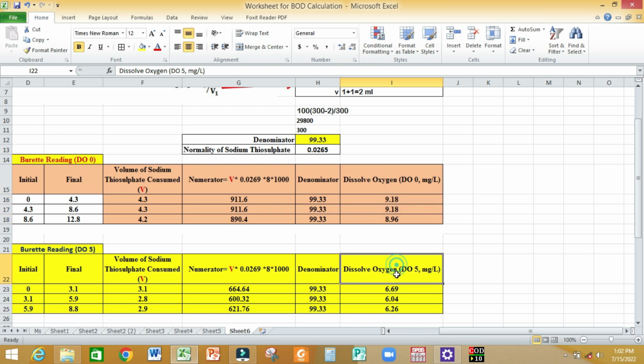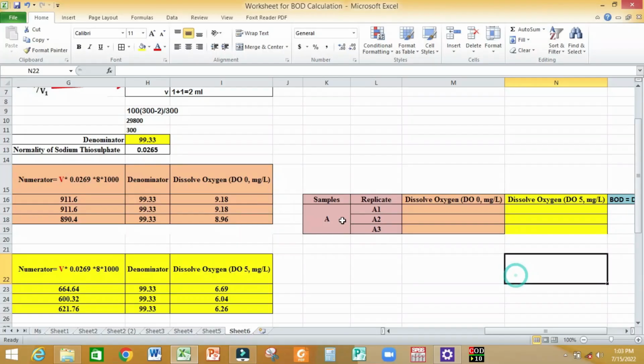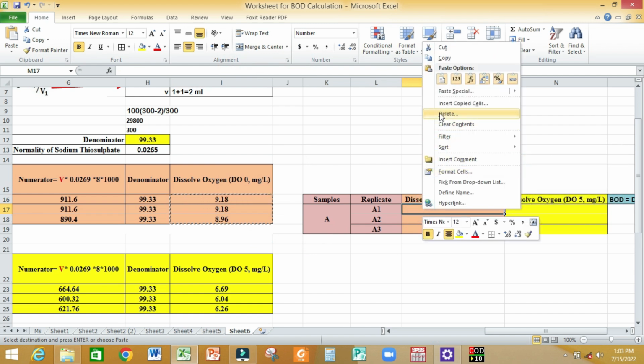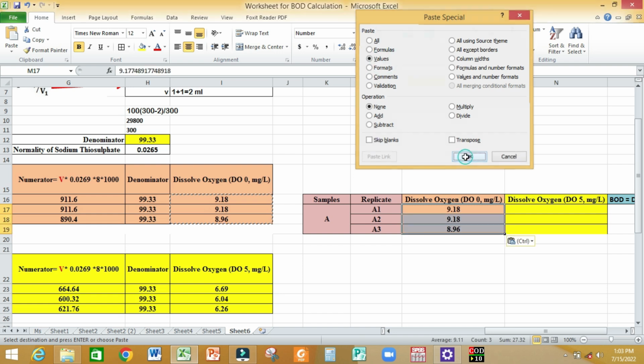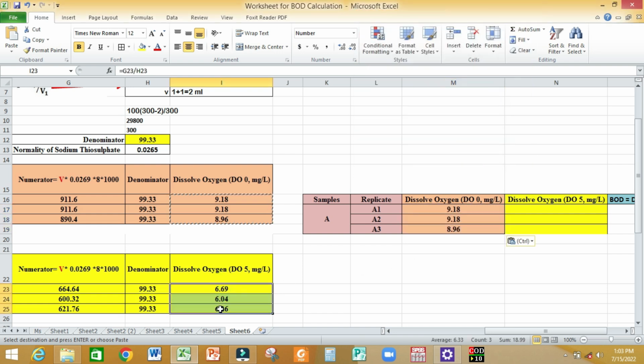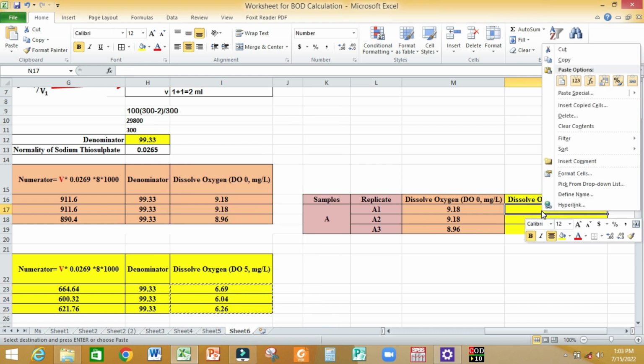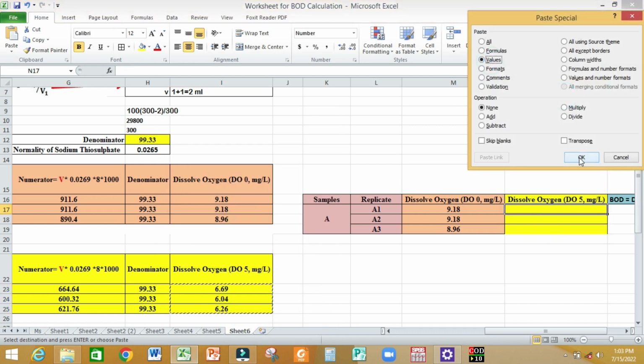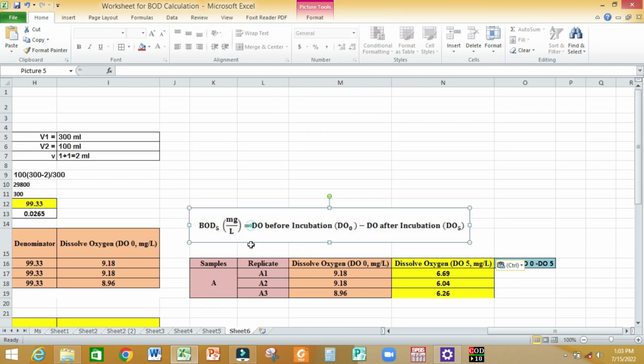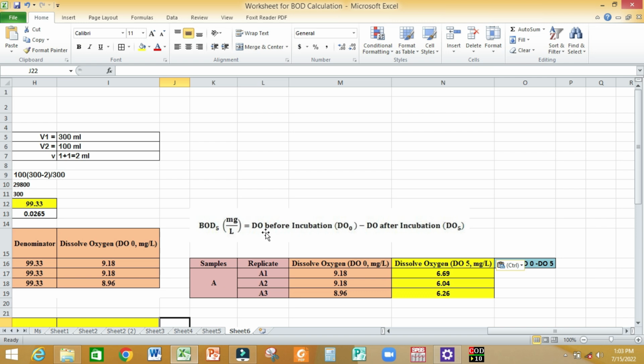Now using these data we will find out the biochemical oxygen demand of all samples collected. So we'll bring the dissolved oxygen content for the sample the day the sample was analyzed and paste it here. And then the dissolved oxygen content after 5 days of incubation and paste it here. Now the formula for BOD calculation is DO before incubation, which is this value, minus DO after incubation, which are these values.